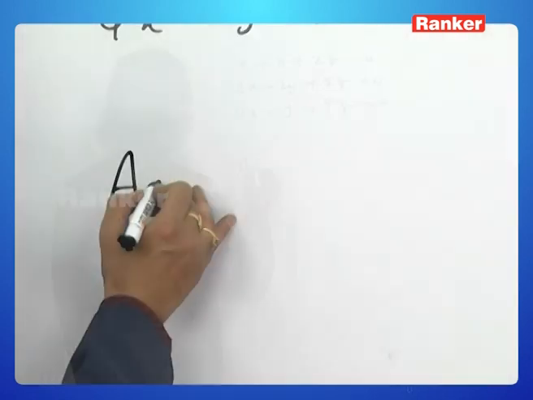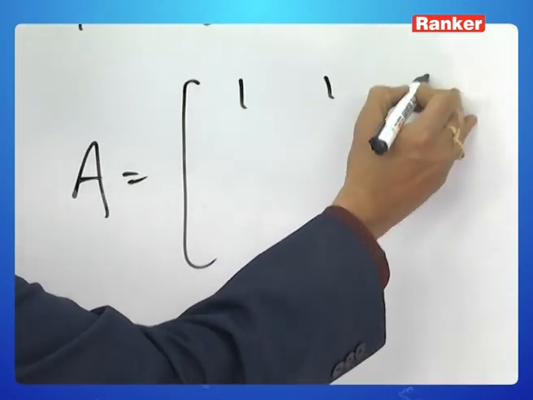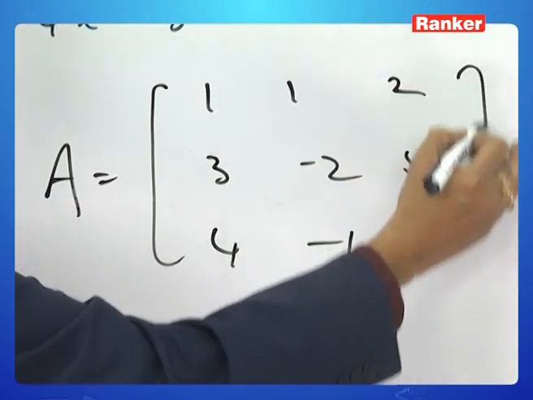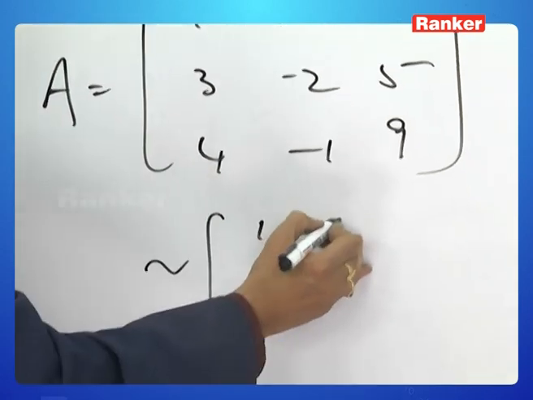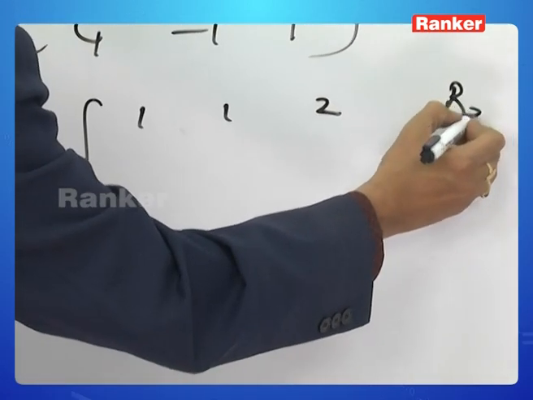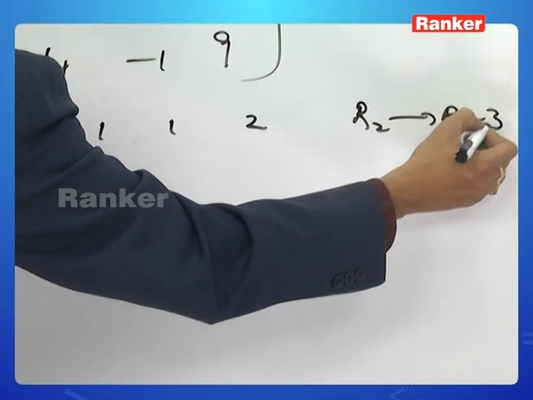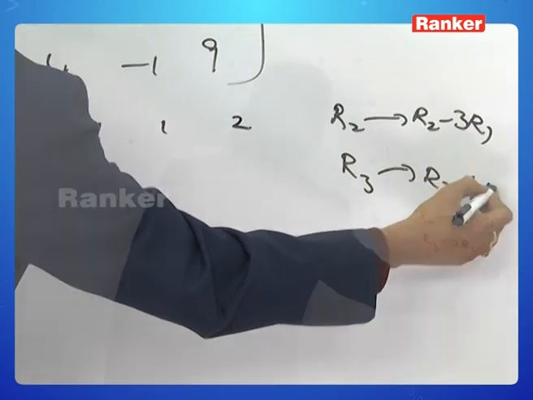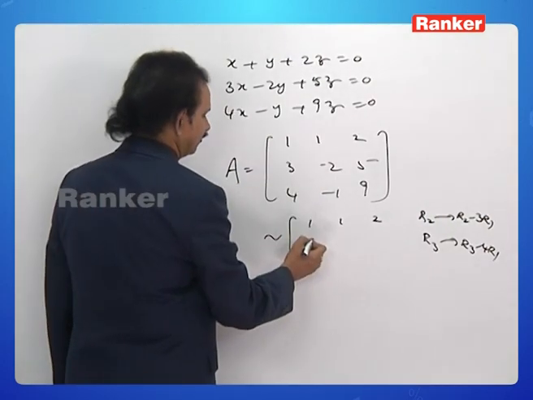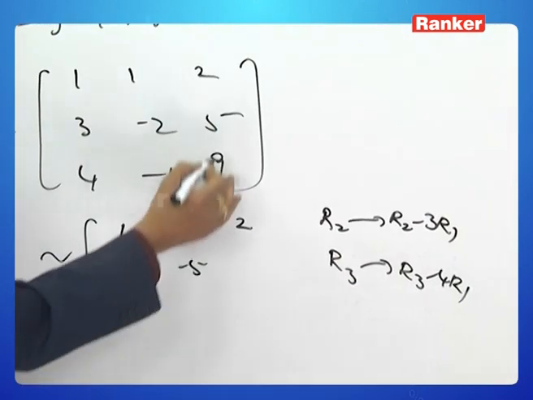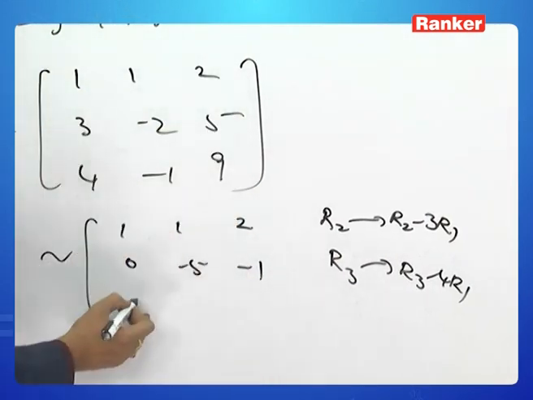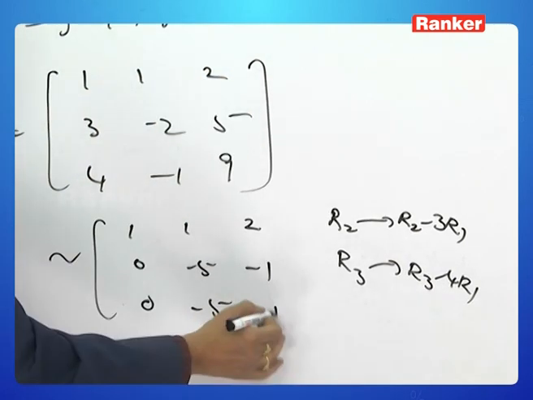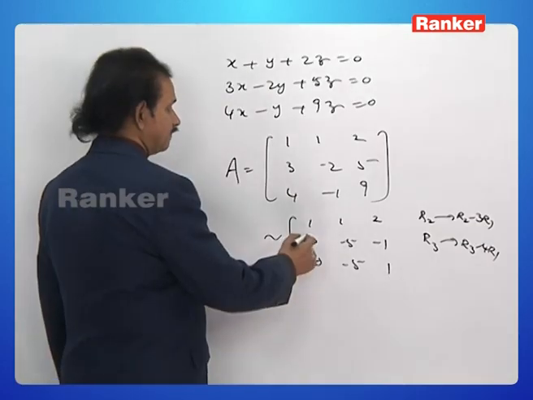You gather A. What is A? 1, 1, 2. 3, minus 2, 5. 4, minus 1, 9. Let me take R2 changed as R2 minus 3R1 and R3 changed as R3 minus 4R1. 3 minus 3, 0. Minus 2 minus 3, minus 5. 5 minus 6, minus 1. 4 minus 4, 0. Minus 1 minus 4, minus 5. 9 minus 8, 1. So the first step is over.